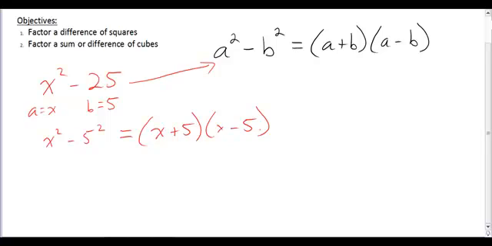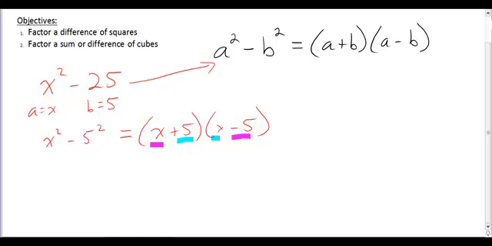If you multiply that back out, the outer and the inner terms cancel each other out. When you multiply this 5 times this x, and then when you multiply this negative 5 times this x, those two terms wipe each other out, and you're left with just x squared minus 25, like we began with. So there it is. Real quick, real painless, right?